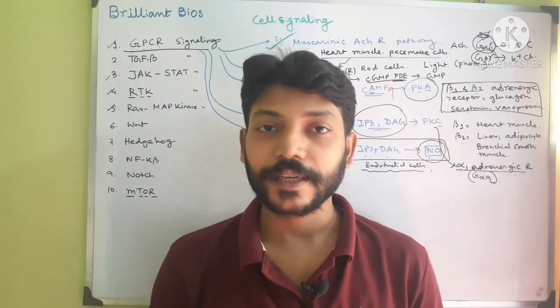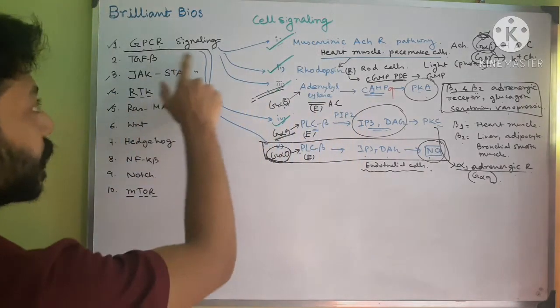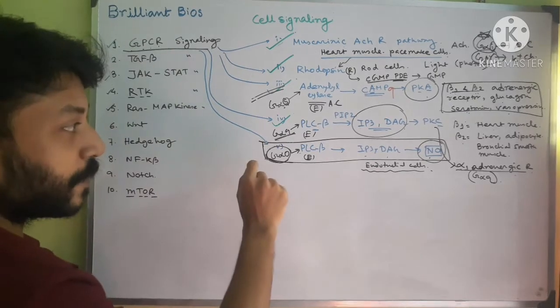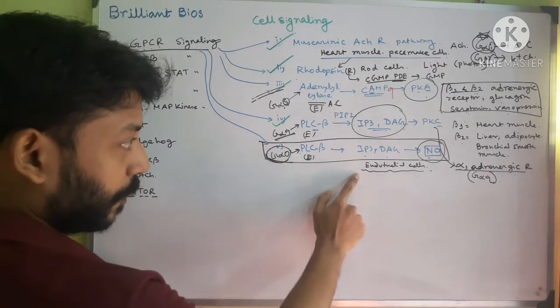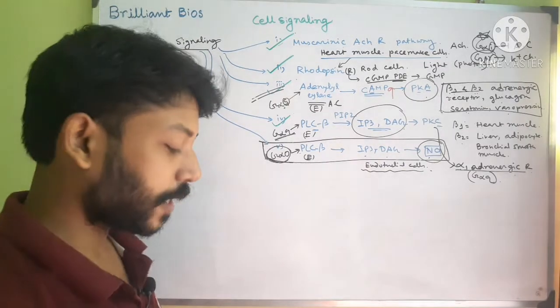Welcome dear students. In this video we are going to learn about the last pathway of GPCR signaling. In this case the G protein coupled receptor activates the PLC beta effector and then IP3, and ultimately it produces nitric oxide. How it occurs I will show you.